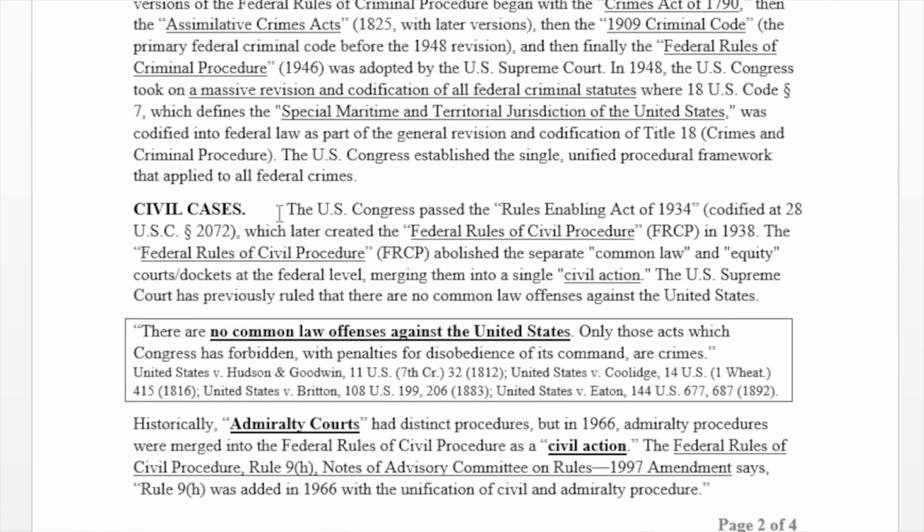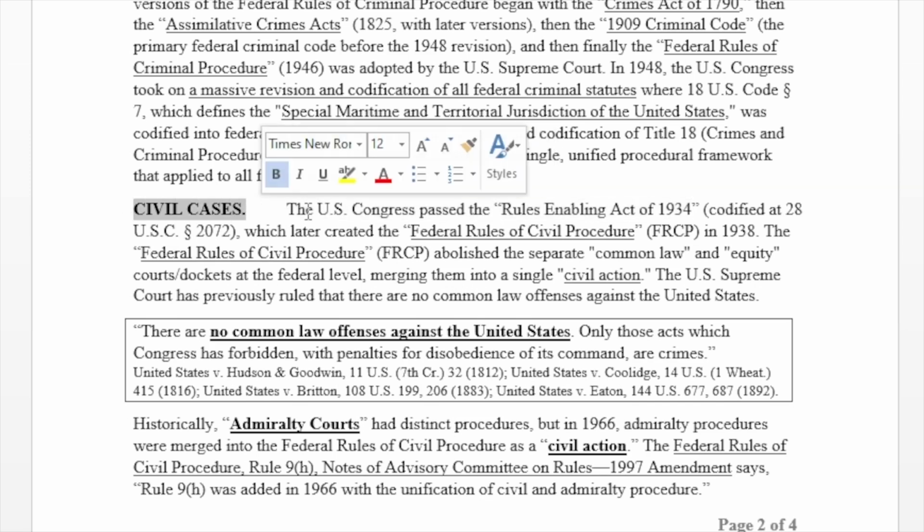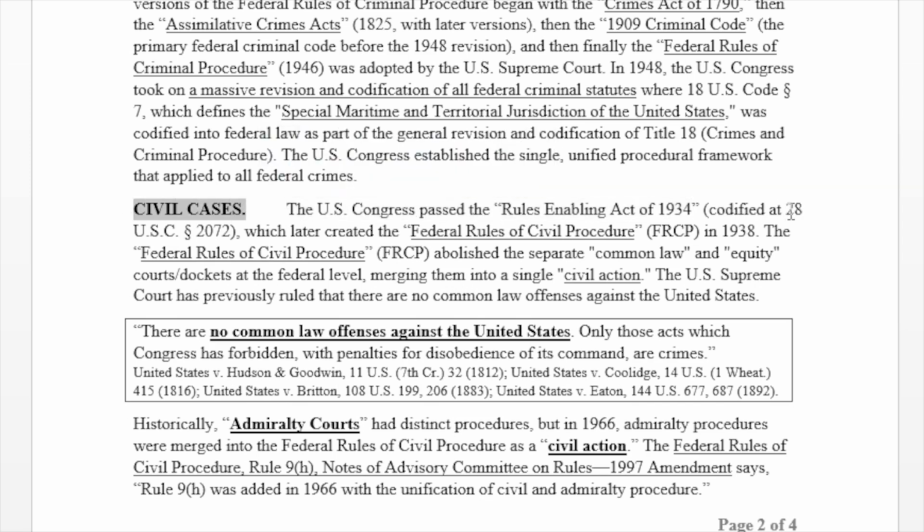Now, the civil history is smaller, so it won't take us long to explain. The U.S. Congress passed the Rules Enabling Act of 1934, is where our story begins in the civil world. This is codified in 28 U.S.C.